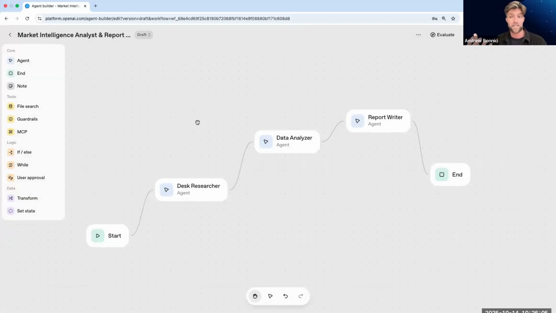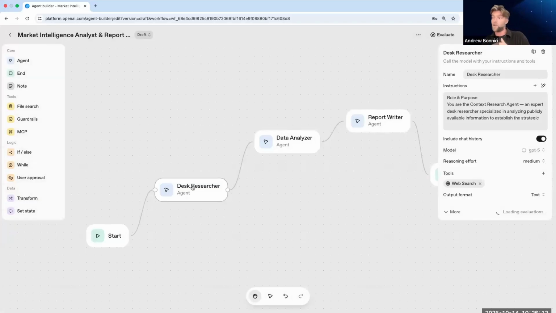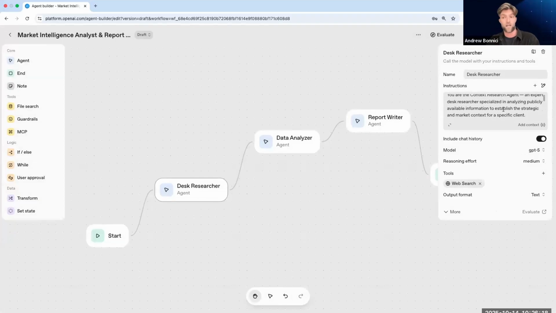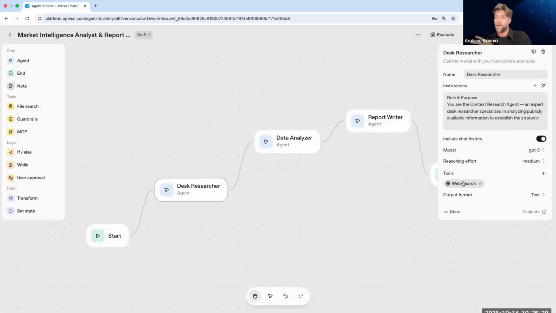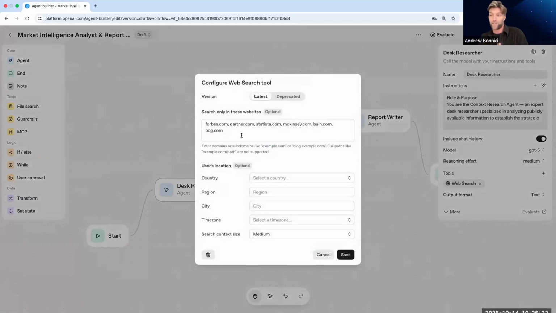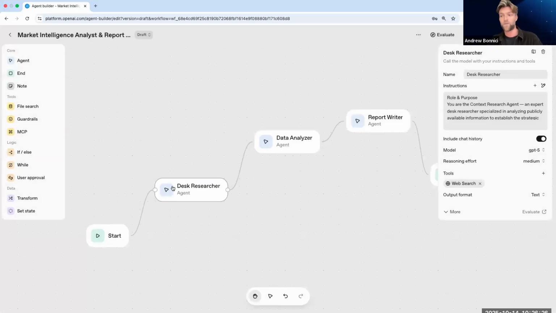So when I do a market intelligence report, my initial stage is to go and do desk research. So I go out to the web. I've got a node in here that has specific instructions on going out and doing desk research. Now, I said to it, only consider certain websites that I want you to go and look at, as an example. What that helps do is it creates context. It gives industry-wide context for the data analyzer.